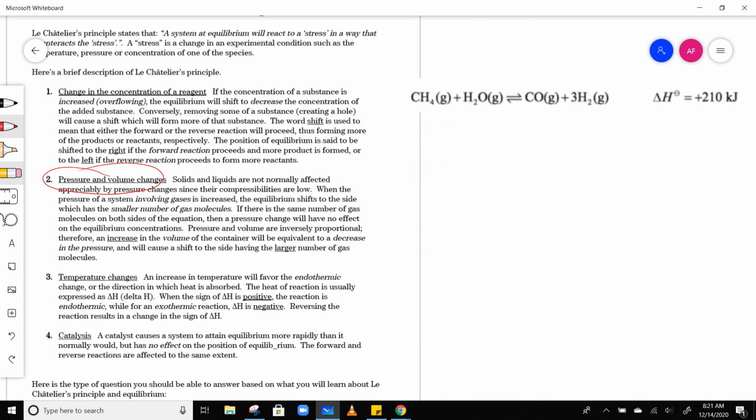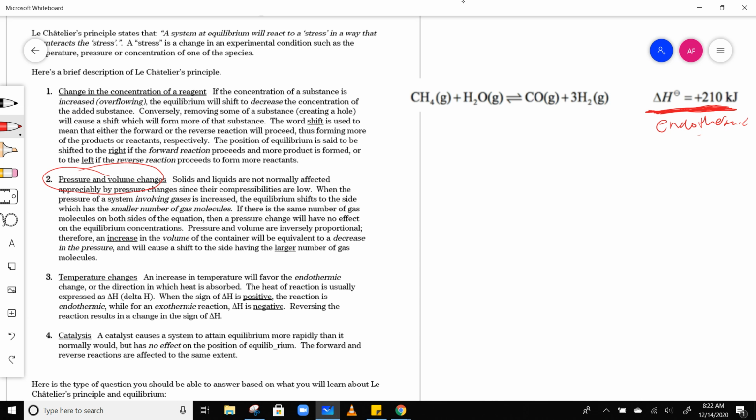The next one is temperature. So the temperature is a little bit tricky. In order to know how temperature changes the reaction, you have to know if the reaction is endothermic or exothermic. Remember, endothermic, you're going to have a positive, so this is endothermic. And that means that heat is entering the system. So what I do for temperature changes, I look at the enthalpy change, and I think, okay, well, is heat going in or coming out?